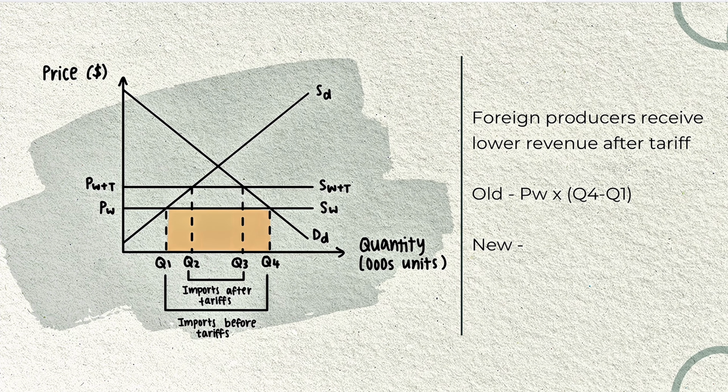And in the case for foreign producer revenue, these have decreased, as the old revenue used to be PW multiplied by the distance between Q4 and Q1, and now they receive only PW multiplied by the distance between Q3 minus Q2. But remember that the box up here is the government revenue, which the foreign producers will not receive.